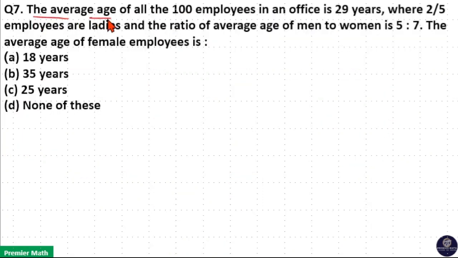The average age of all the 100 employees in an office is 29 years, where 2 by 5 of the employees are ladies. And the ratio of the average age of men to women is 5:7.